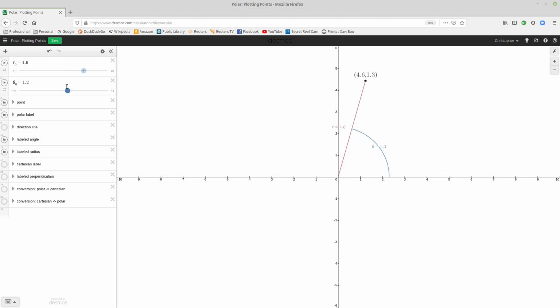And you can see as we change the angle theta, we're changing the direction. And as we change the r, we're changing the distance from the origin. Now we should point out that we can use negative values of r, in which case we are going the opposite direction.